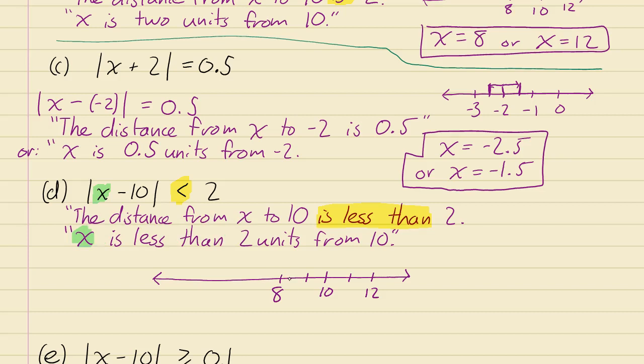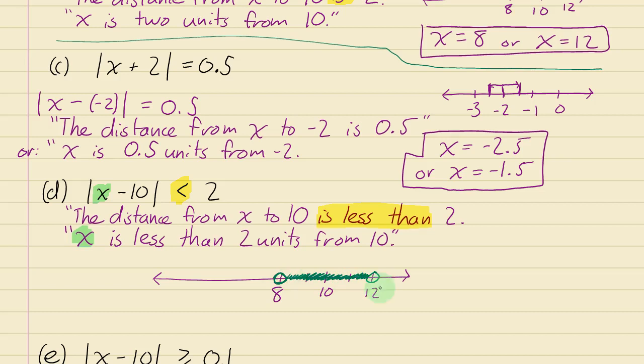So those are all going to be the ones that are closer than that. You could shade it in on the number line like that, or if you're doing it with a regular pen, you just include an open circle because 8 is not actually a solution, and then shade all of this stuff until you get up to 12, and then an open circle there.